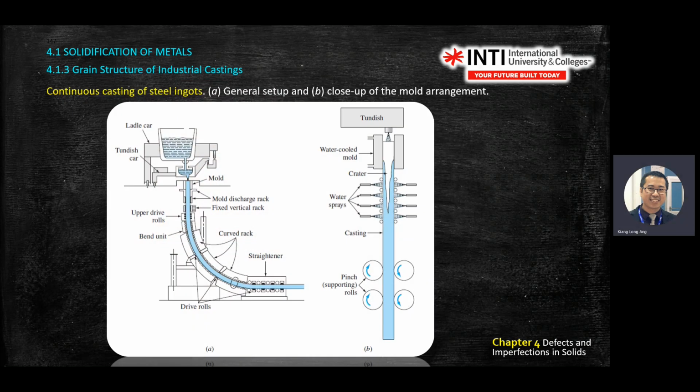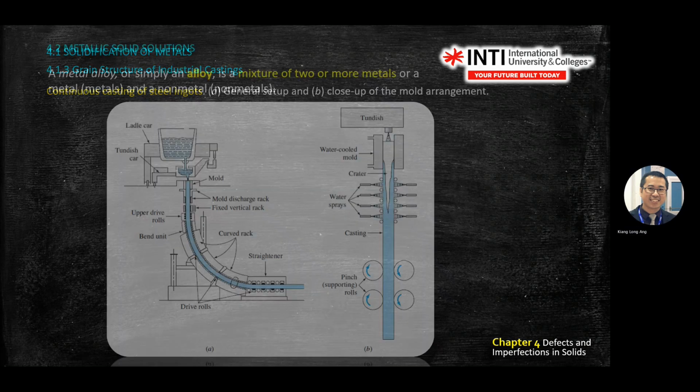Okay, so this is another production floor. This is a continuous casting of steel. Again, they have a liquid station, pour into a mold, and then it starts to cool down. As it cools down, there is a fixture to control the shape and the size of the metal.